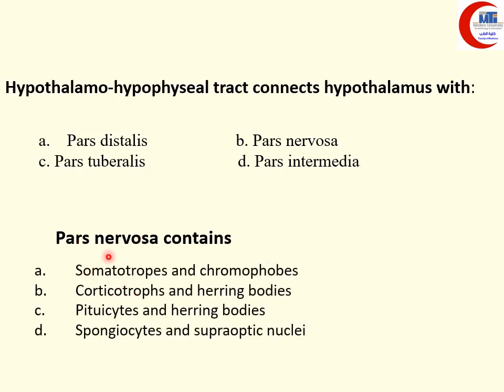Pars nervosa contains: somatotroph and chromophobe? No. Corticotroph and Herring bodies? No, there are no corticotrophs in pars nervosa. Spongiocytes and supraoptic nuclei? They are not present in pars nervosa. Pituicytes and Herring bodies. These two are structures in the pars nervosa. So the right answer is letter C, pituicytes and Herring bodies.